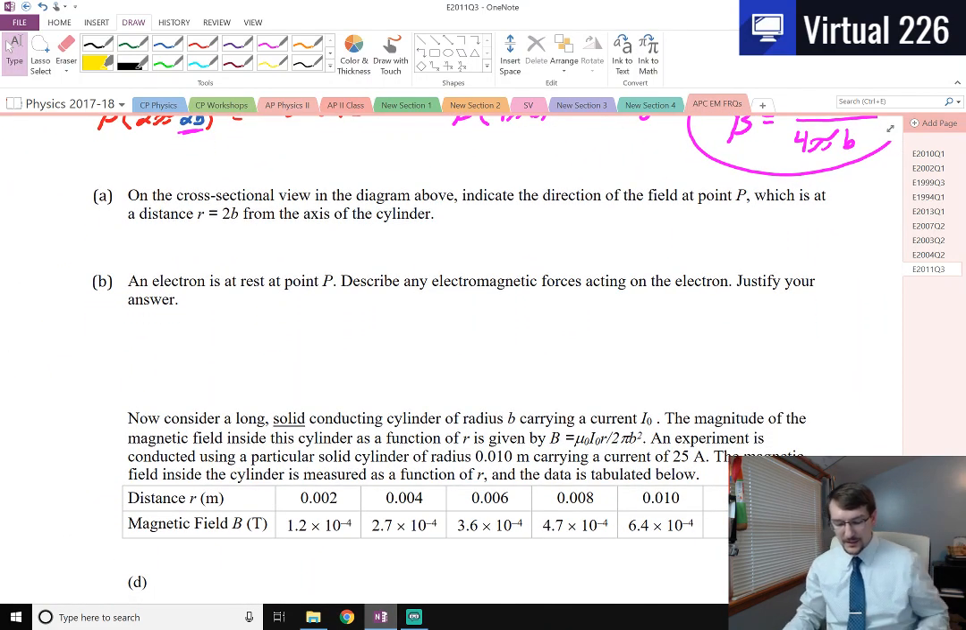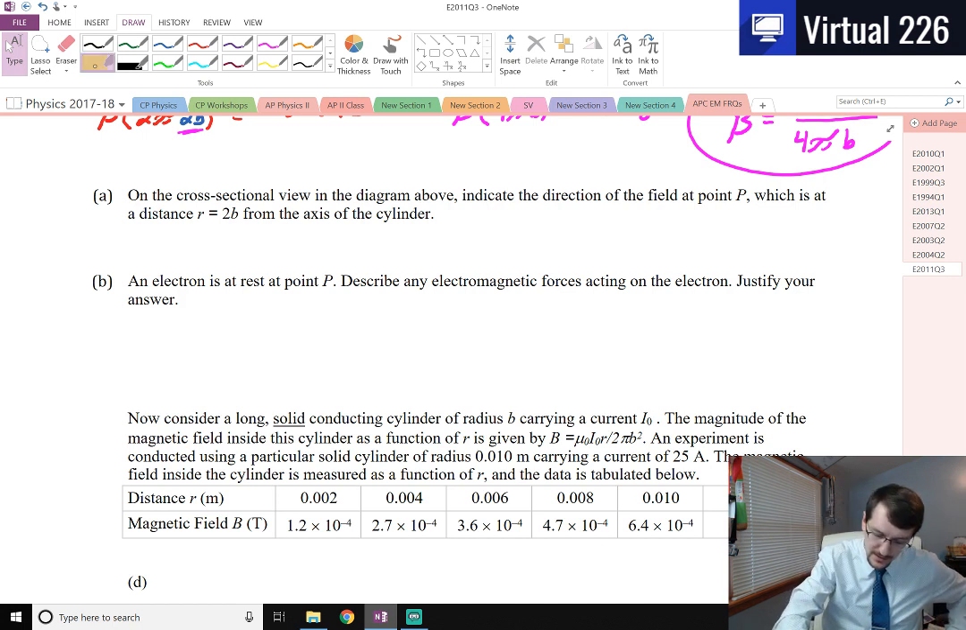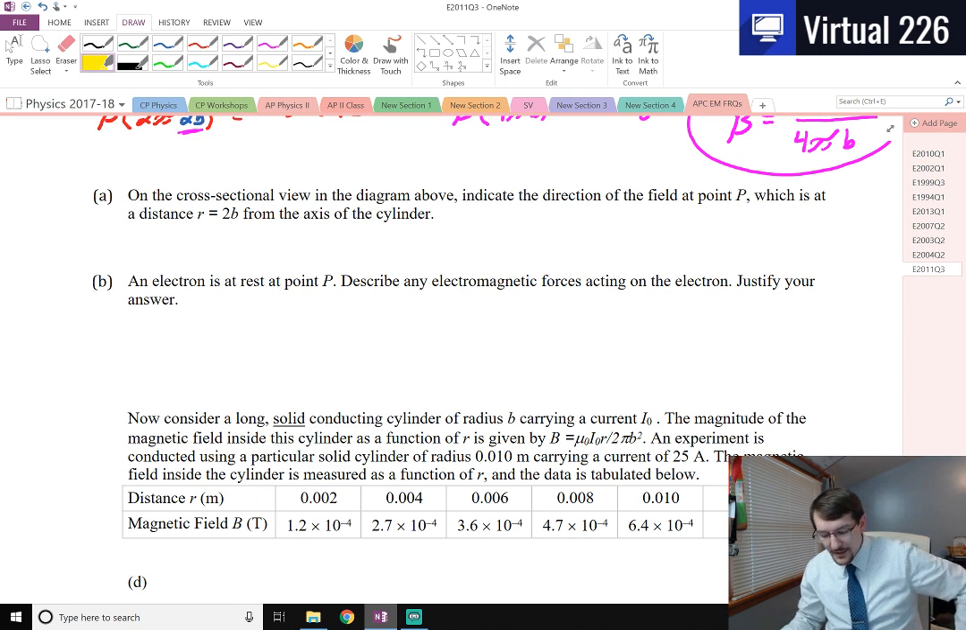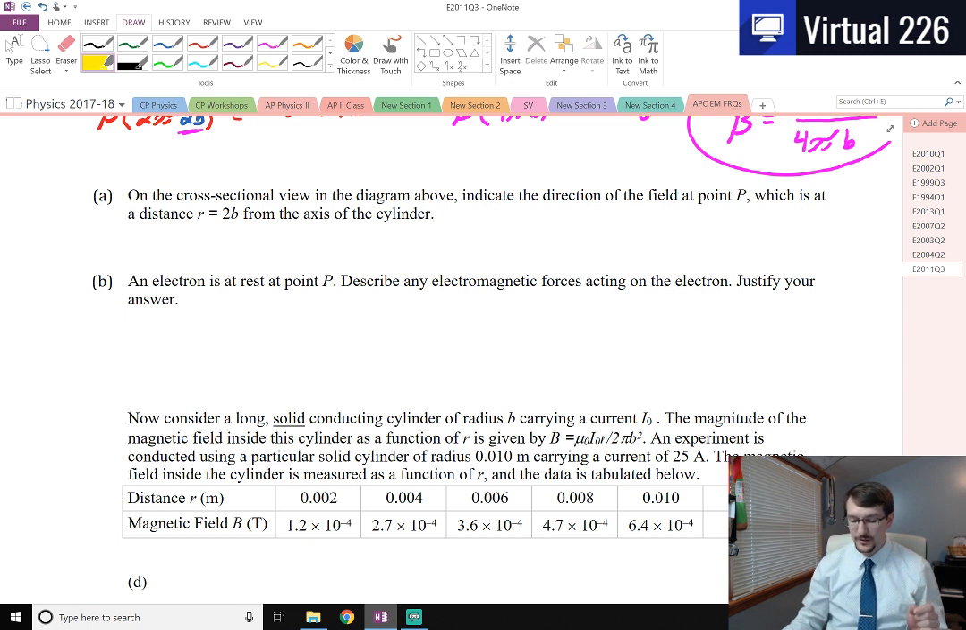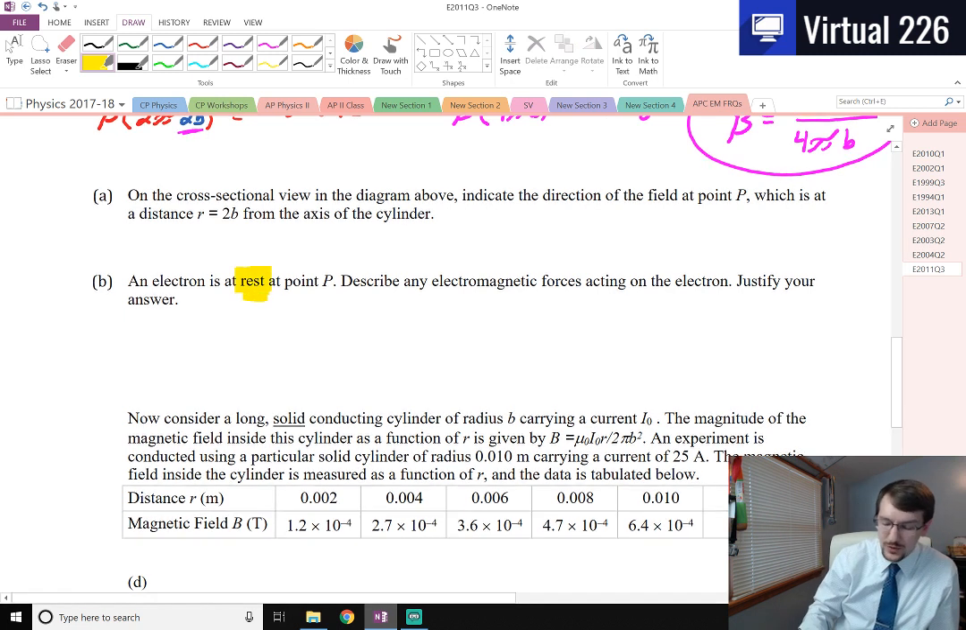For part B here, at point P, an electron is placed there. Describe any electromagnetic forces acting on the electron and justify your answer. This is a little bit of a trick question if you're not ready for it. A lot of people like to say, oh, we put the electron there, it's going to be pushed by the B field because of the F equals QV cross B equation. But this electron is at rest.